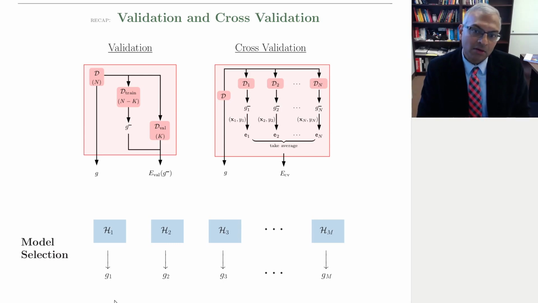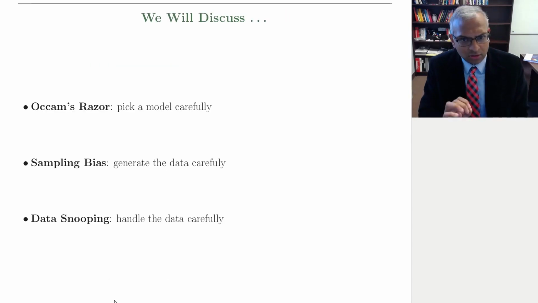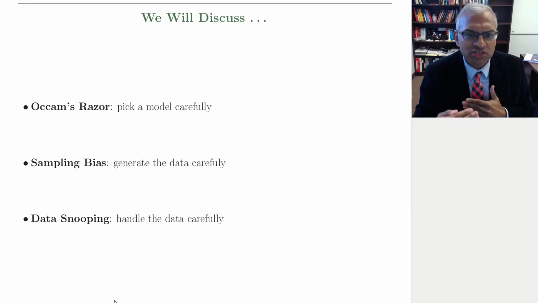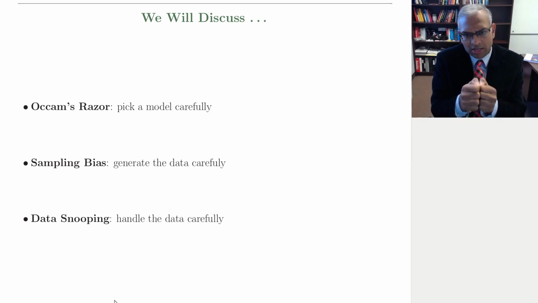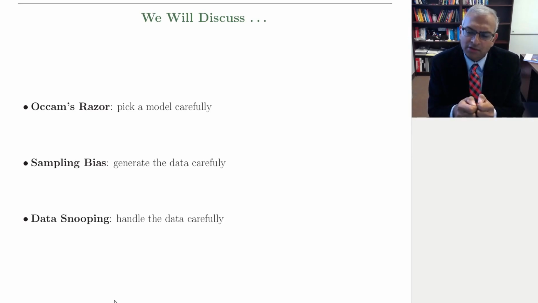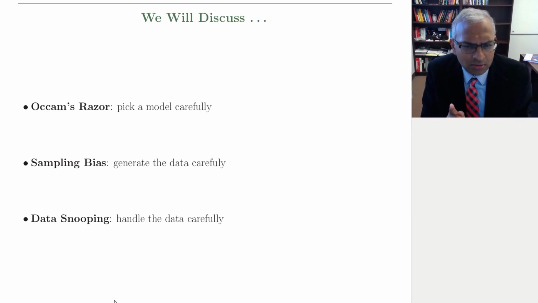So that's validation. What's going on today? Today we're going to talk about three important principles, and they address the three parts of the machine learning problem. What do you do before you see the data? You have to pick your hypothesis set, you have to pick your model. We're going to study Occam's Razor in this context, which basically says pick your model carefully.